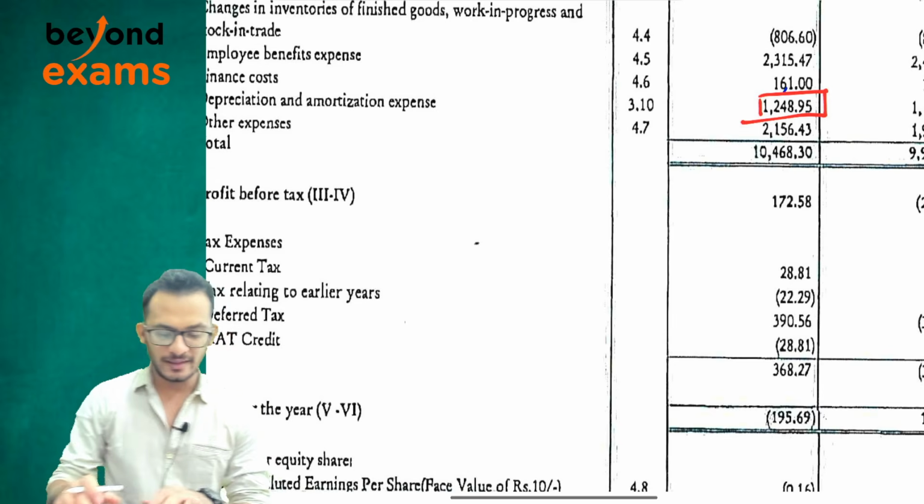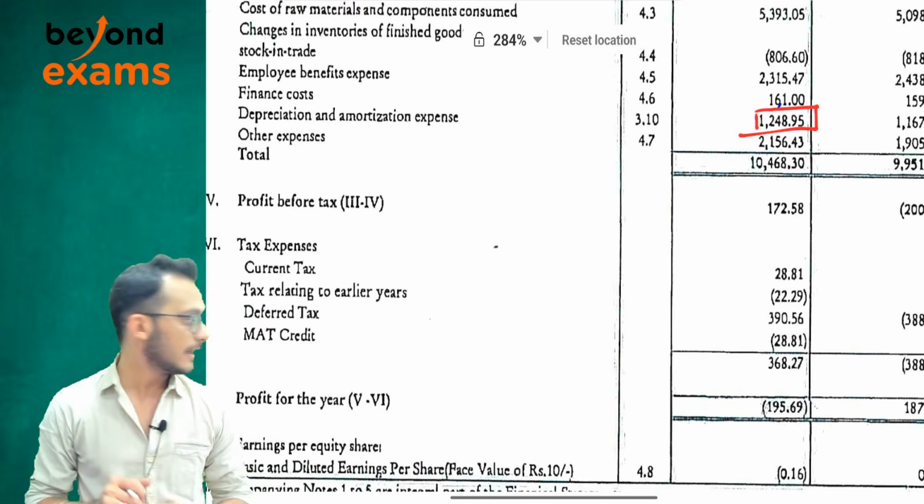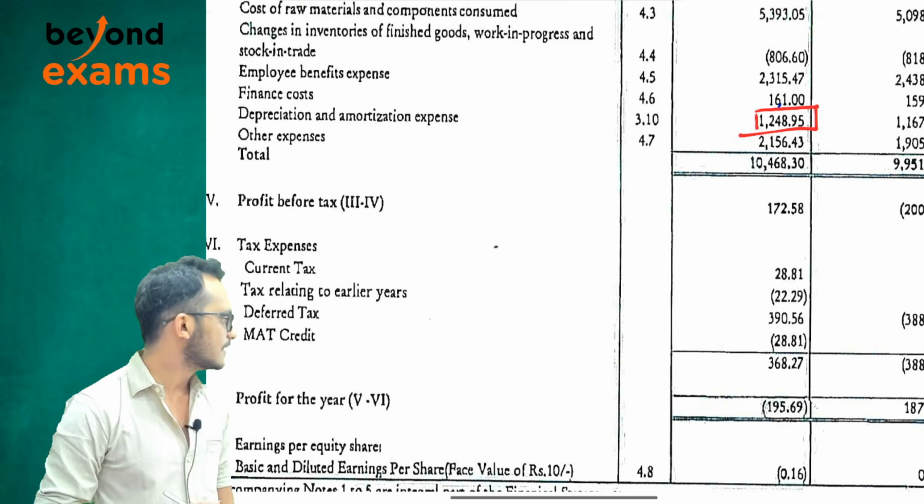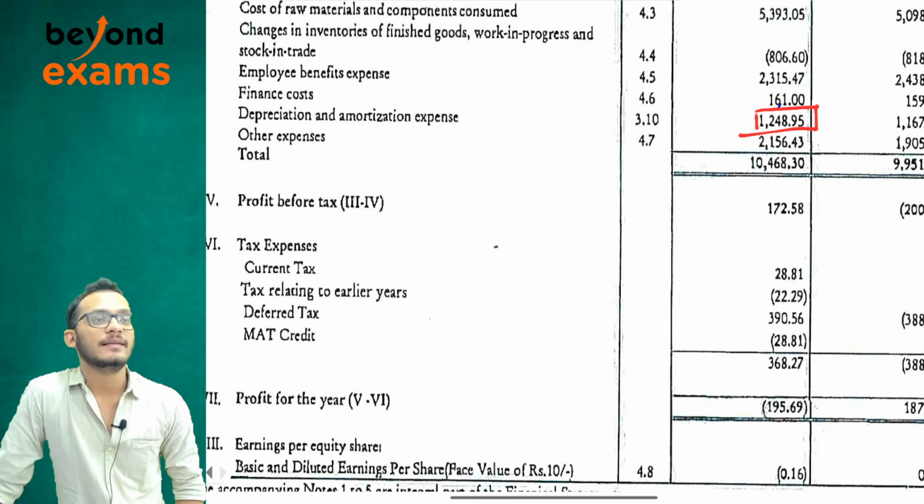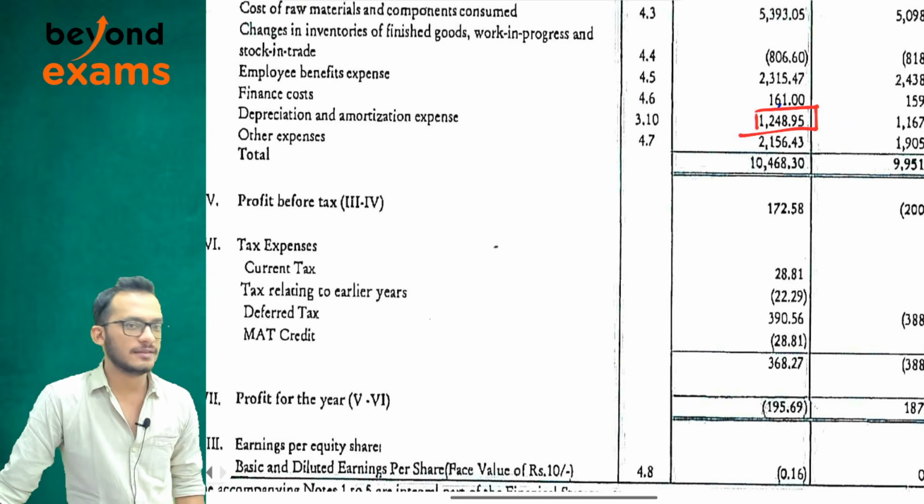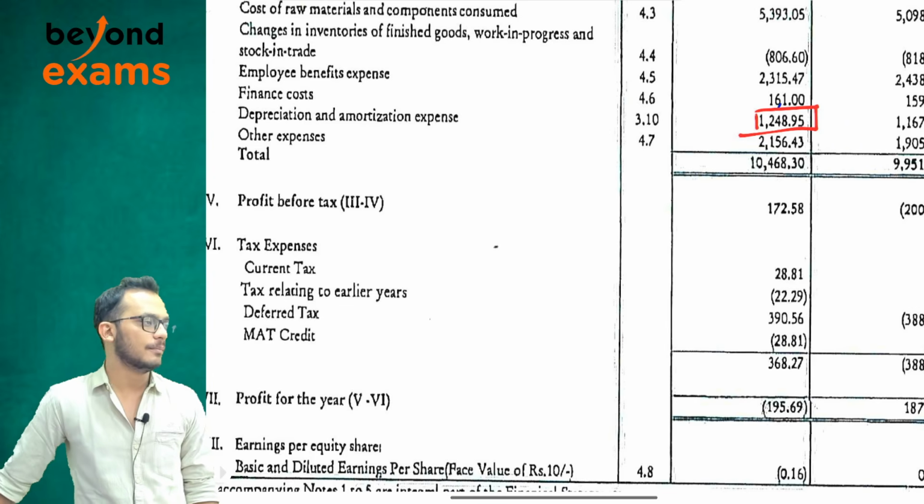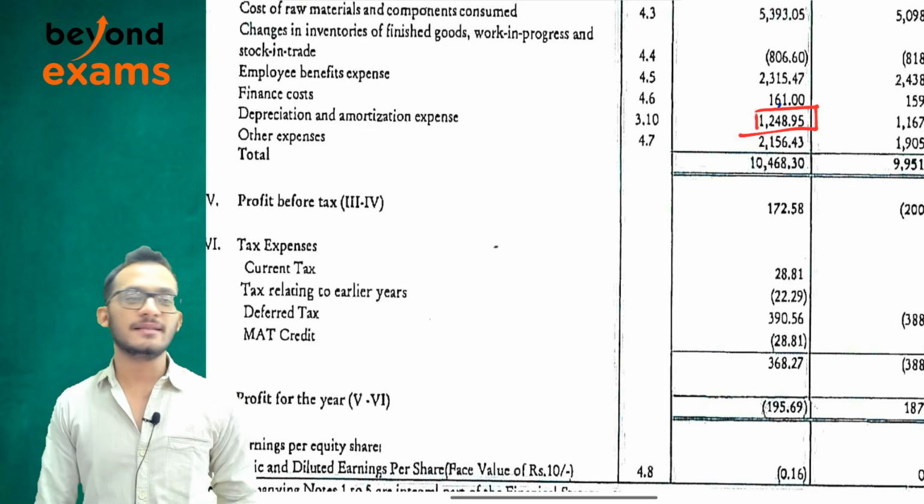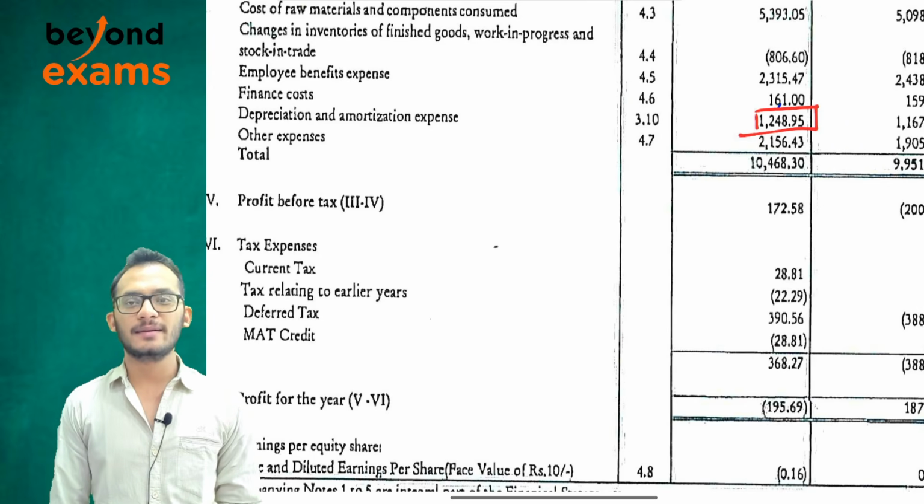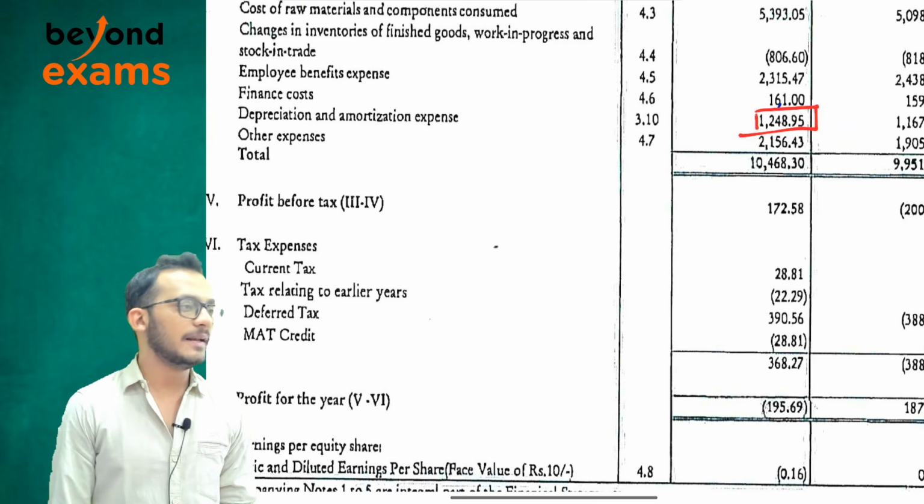Notice we have items like tax expenses: current tax, tax relating to earlier years, deferred tax, MAT credit. Is any of these relevant to you? No, nothing of this is relevant because we always start from profit before tax. But this has given you a small hint. The hint is that the company has MAT credits.